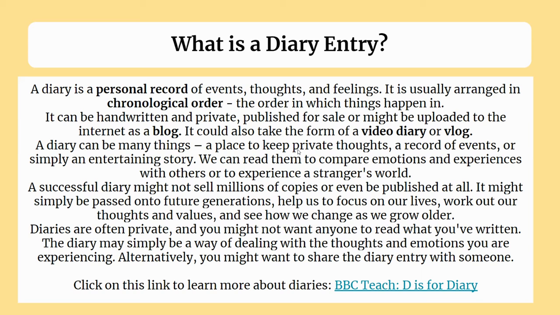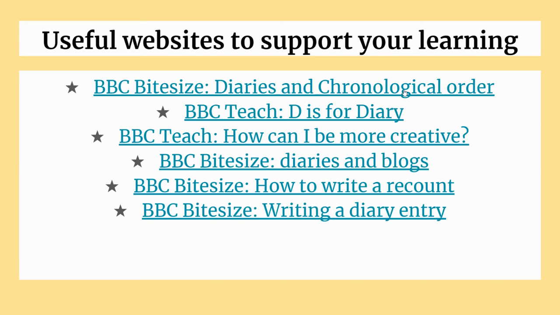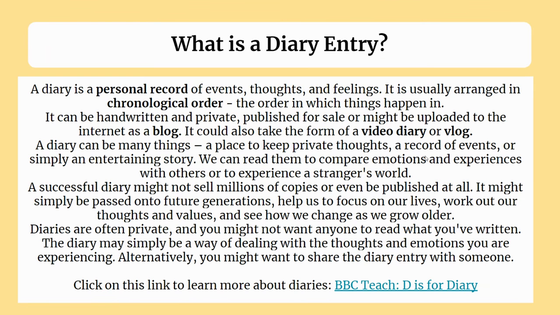Now, if you're not sure what chronological order means, please make sure that you refer back not only to the useful video on the following slide, which says chronological order here, but also to your grammar resource. That will take you through in more detail what chronological order is. But chronological order is putting things in a specific order that flows well. Usually they're handwritten and private, or published for sale, or might be uploaded to the internet as a blog, or sometimes in the form of a video diary, also known as a blog.